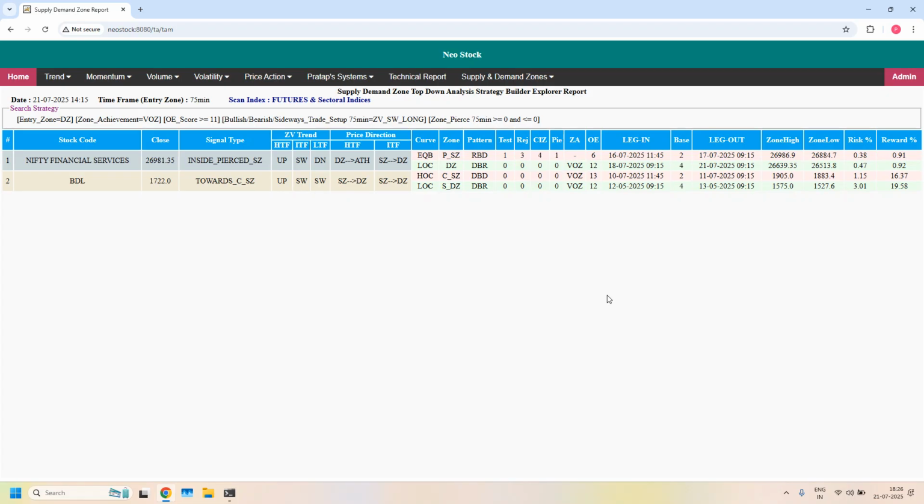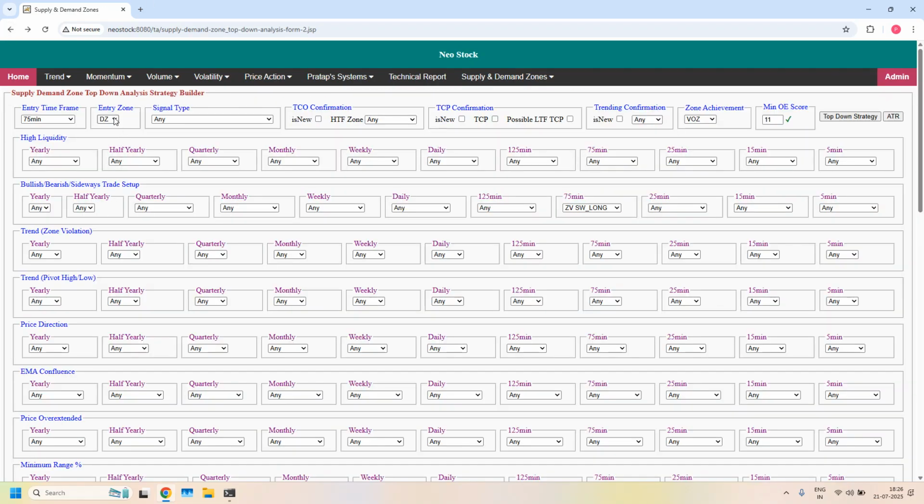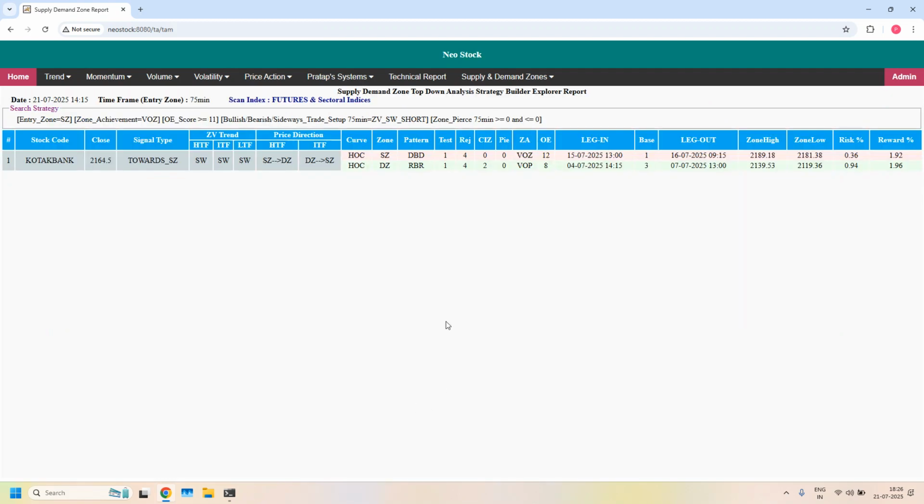Next, sideways short trade setup for weekly income trade. Changes are 75 minutes supply zone and here sideways short. This time all the three filters are applied to the 75 minutes supply zone. We got only one stock. Entry time frame is 75 minutes supply zone. So this is already tested 4 times. But how to check whether it will work or not? You have to apply the lesson 20 checklist items to validate this zone, probability of getting success.